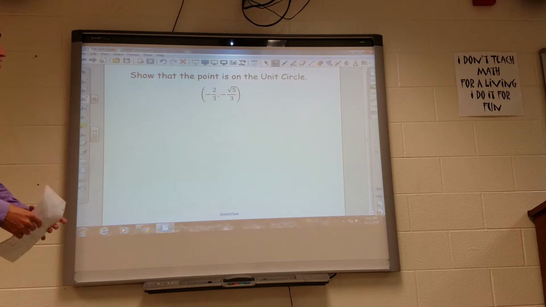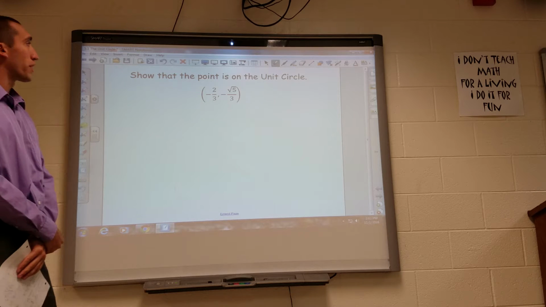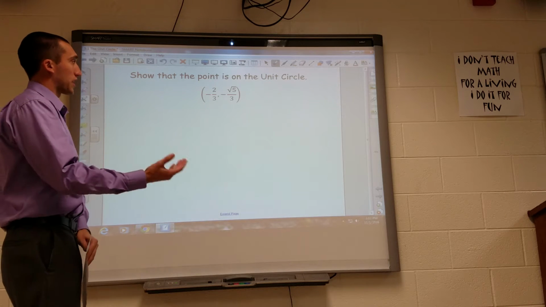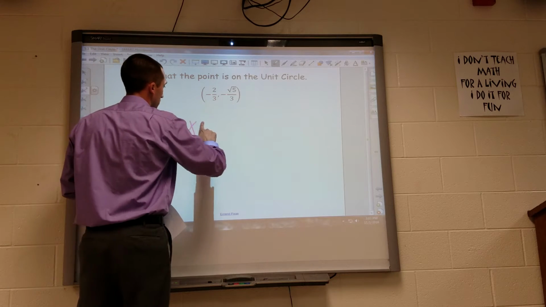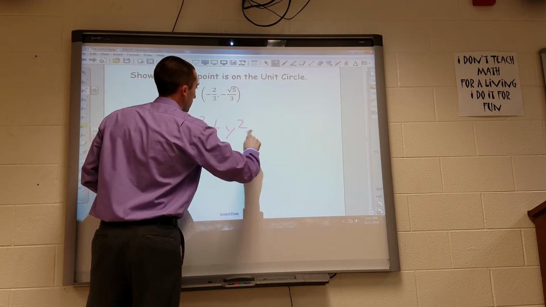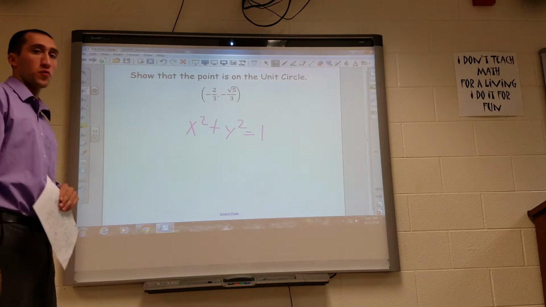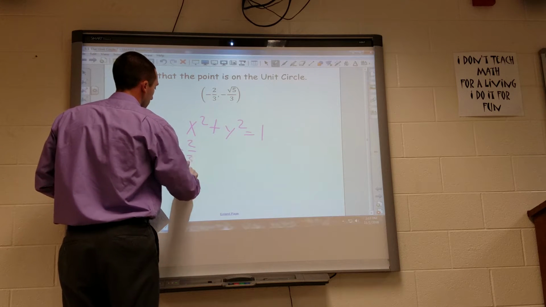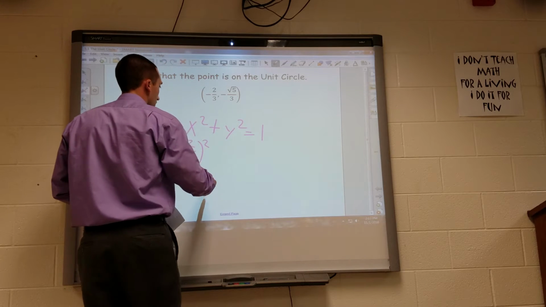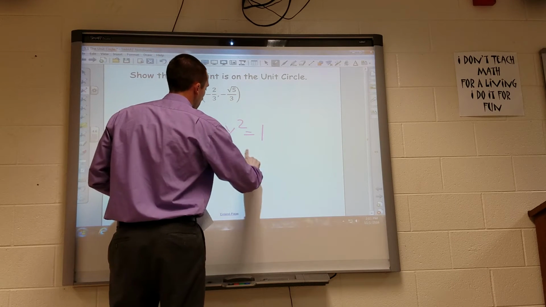So the first example is saying show that the point is on the unit circle. So like I was just saying, we know the equation is x squared plus y squared equals 1 for the unit circle. So I'm going to plug in for my x and plug in for my y.